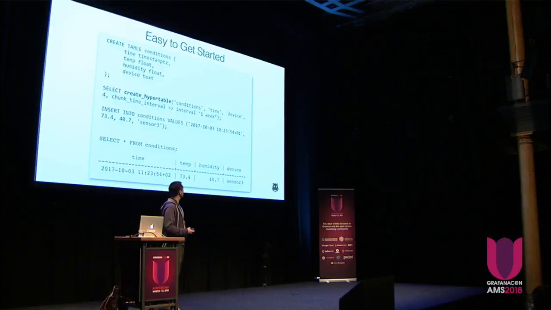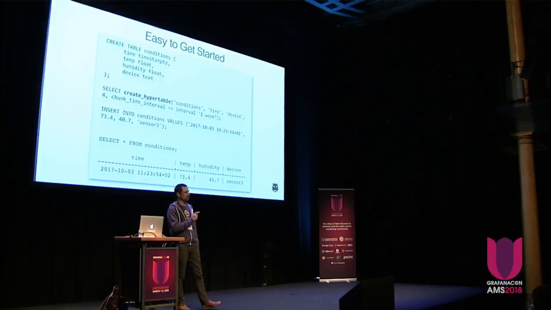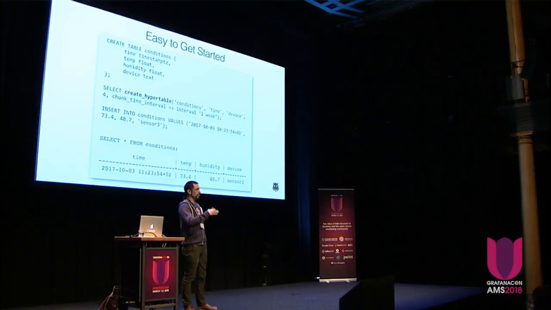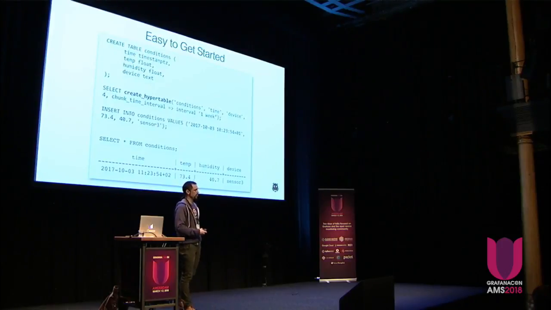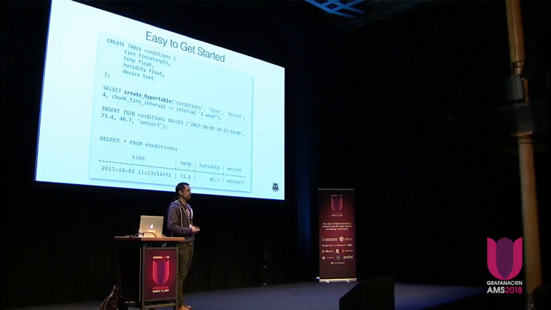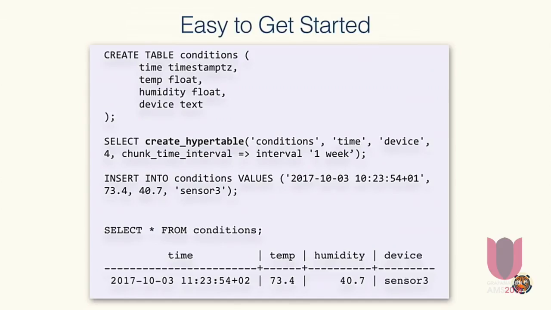And then you set up your hypertable, basically converting this table into a hypertable with one function call, where you give the table name, your partitioning columns, time, device, and how many partitions you want to create per time interval. So in this case, 4 partitions per time interval, which is 1 week. And then you're just ready to insert data as you would in any table. So in this case, it would create one chunk from this insert statement, and then you're ready to query. And it just works like a regular table.